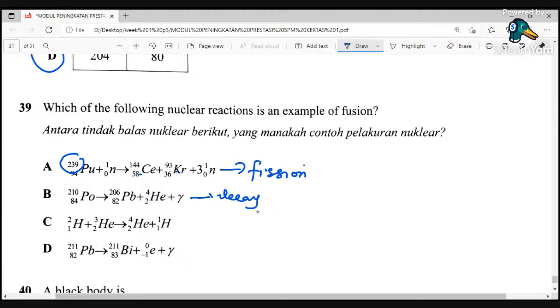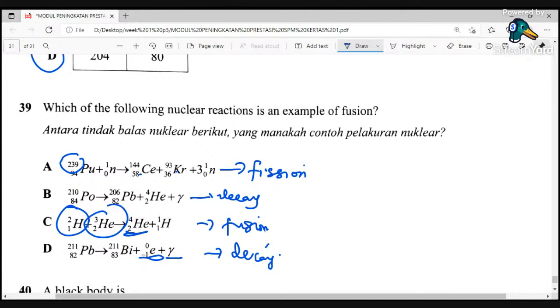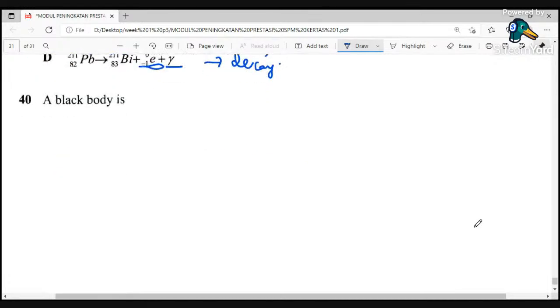Okay, for this one, deuterium fuse with helium-3 to produce helium-4. Maksudnya dua elemen combine, okay, jadi satu. So this one we call fusion. Okay, and then this one just beta decay or gamma decay, so ini pun decay biasa saja. So answer dia ialah C sebab kita nak fusion. Okay, C.